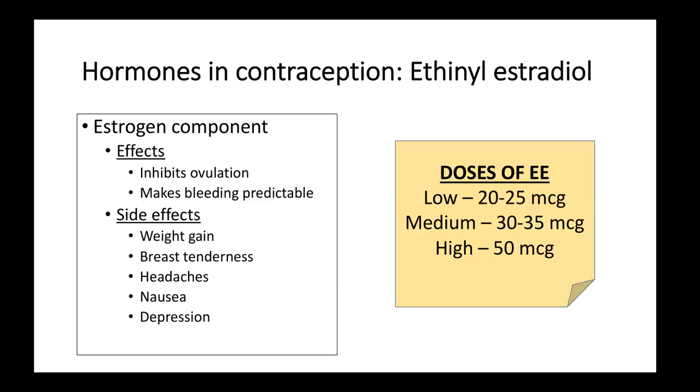And here, the doses of estrogen are categorized as low, medium, or high. Again, this plays into how we can adjust the titration of dosages of estrogen in different contraceptive methods based on the side effects that the patient may or may not be experiencing.